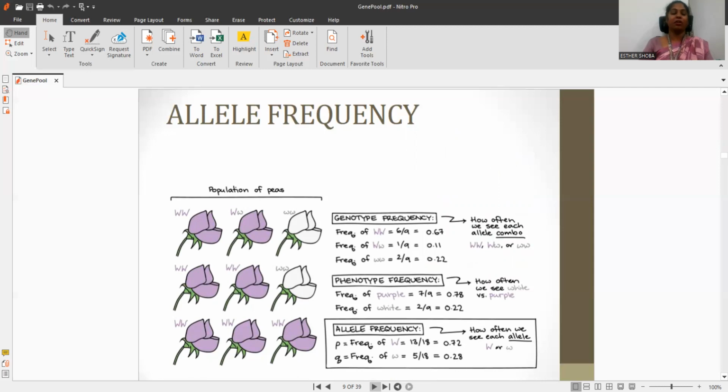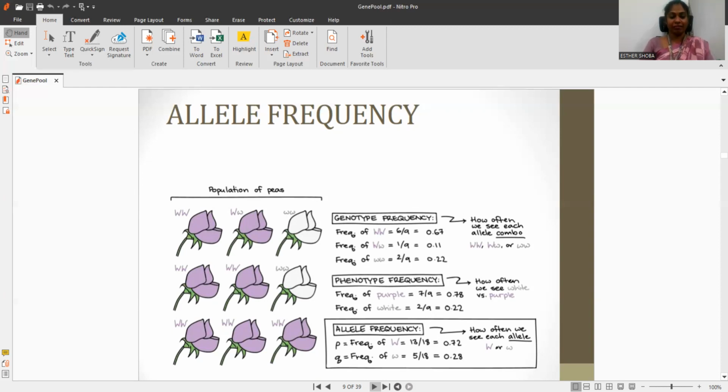Now, when I speak about 9 flowers, I will actually be having 9 genes. In other words, I speak about 18 alleles. Since we are speaking about genotype, let us usually speak in the form of homozygous and heterozygous.